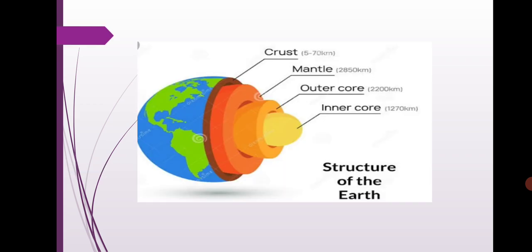Here is the given structure of the earth image. In that image, we see the crust, mantle, outer core and the inner core. The outer crust is the topmost layer of our earth, and it is 5 to 70 kilometers thick. The mantle is 2850 kilometers. It has more depth compared to the other structures of the earth. The outer core is 2200 kilometers, and the inner core is 1270 kilometers.